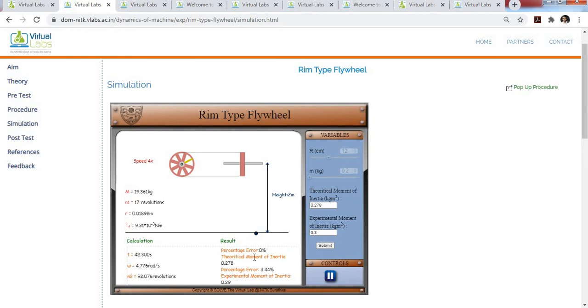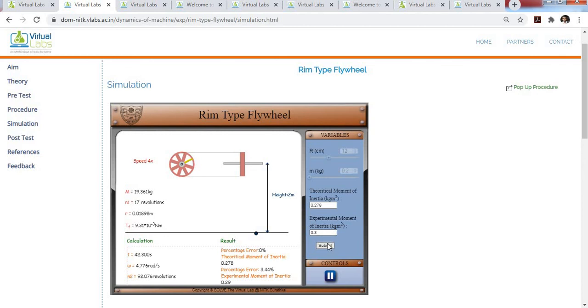This is the comparison between the theoretical moment of inertia and the experimental moment of inertia. Once your answer is right, the percentage error is 0. If your answer is wrong, you will see that the experimental moment of inertia answer is 0.29, but we received 0.3. This is the percentage error, 0.344 percent. So we have to redo that calculation and correct the value.